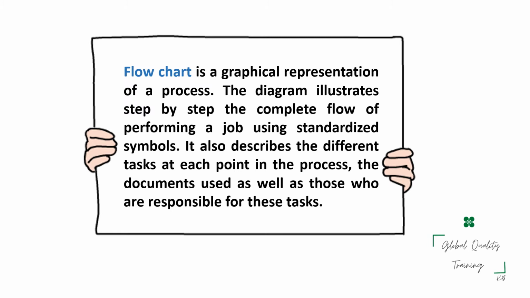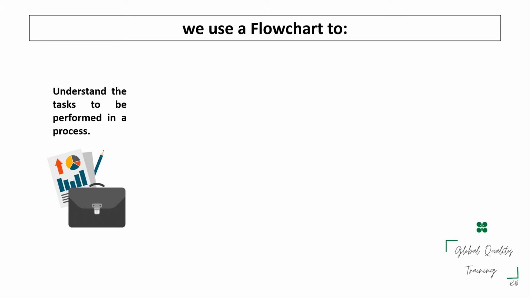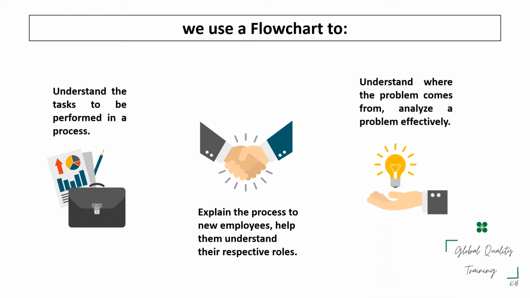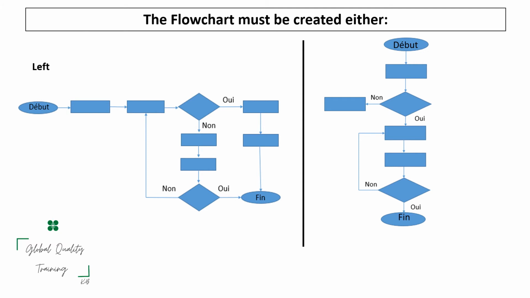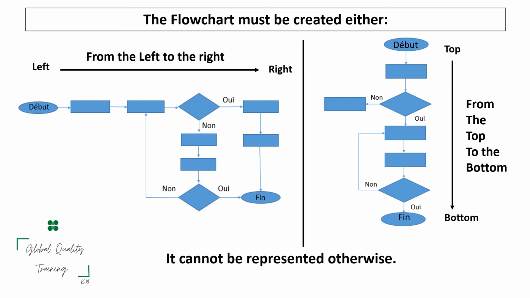So, when do we use a flowchart? We use a flowchart when we want to understand the tasks to be performed in a process, explain the process to new employees to help them understand their respective roles, or understand where the problem comes from, to analyze a problem effectively. The flowchart must be created either from left to right or from top to bottom. It cannot be represented otherwise.